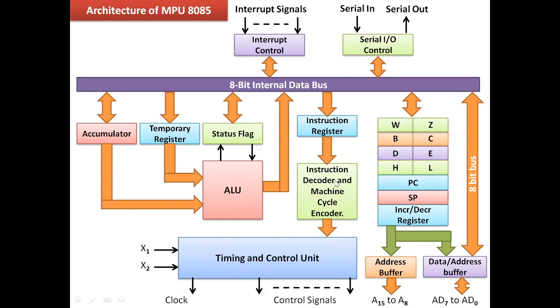Now it also has an instruction register. It has an instruction decoder and machine cycle encoder. It has an arithmetic logic unit. It's an 8-bit arithmetic logic unit connected with status flag, temporary register, accumulator, and it has a timing and control unit. We will discuss each and every unit in brief.